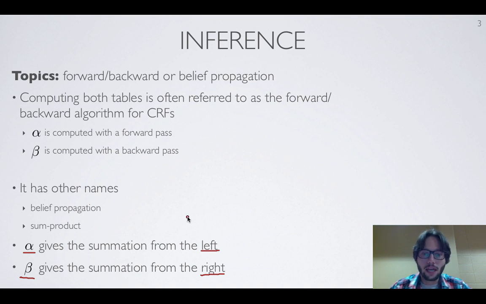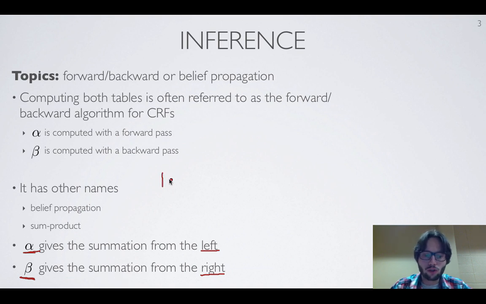And so now let's assume again that we've done this computation of both the alpha and beta tables. What we'll see now is an expression for how to compute marginals, marginal probability over the sequence. So for instance, the probability of a single label at a specific position k. And what we'll see is that this expression also requires the alpha and beta values.